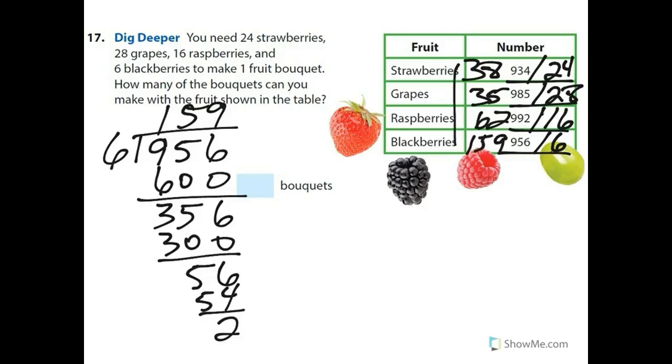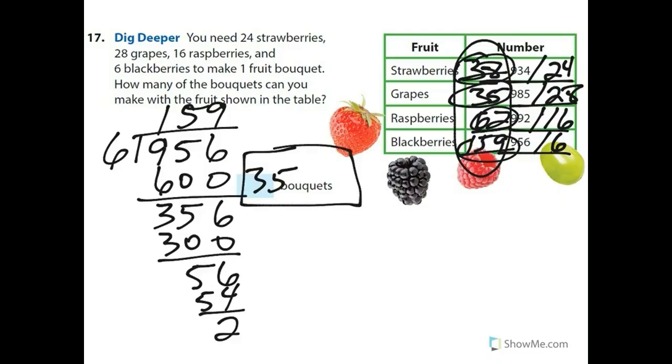All right, so we've got all these numbers. How many of the bouquets can you make with the fruit shown in the table? Think about this. I can only make 35 bouquets with the number of grapes that we have. Because of that, there's not going to be enough grapes to make more than 35 bouquets, even though we have 38, 62, 159 here. We can only make 35 bouquets.